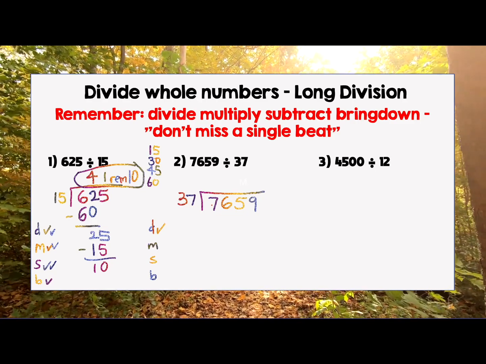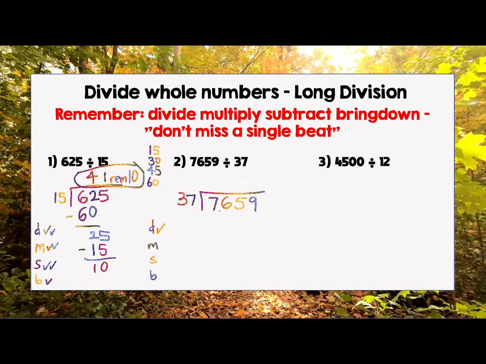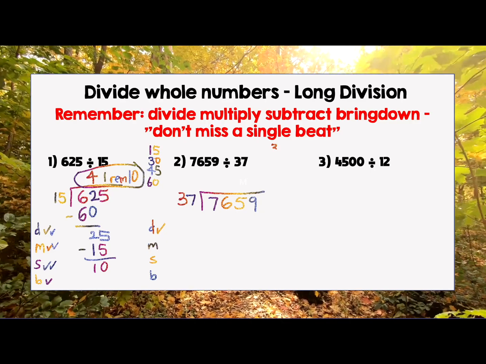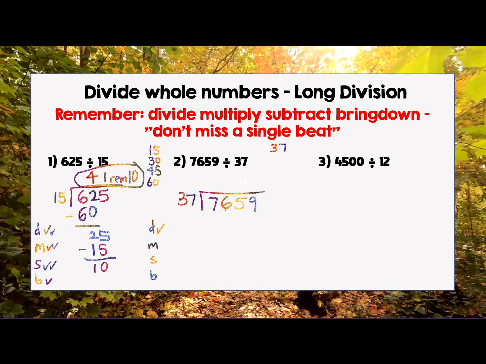Okay, right, so how many 37s are there in 76? I'm not sure, so what we'll do is we'll just keep on adding 37s until we get a number close to 76.